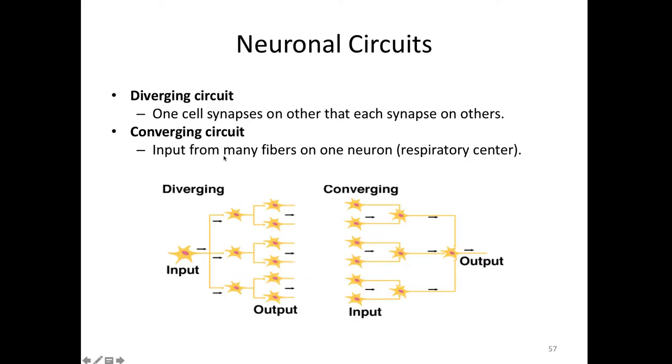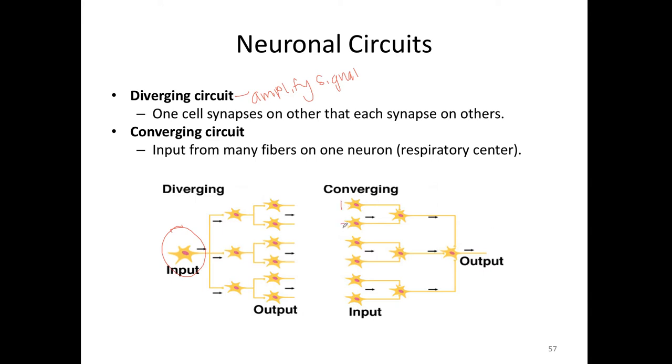So neural circuits can be sorted according to shape and information transmission. So when I say information transmission, I mean, is the input the same as the output, or does it differ in some way? So in a diverging circuit, one cell, so the signal begins here, synapses on many others, and each of those synapse on many others. So this is a way to amplify a signal or boost it.